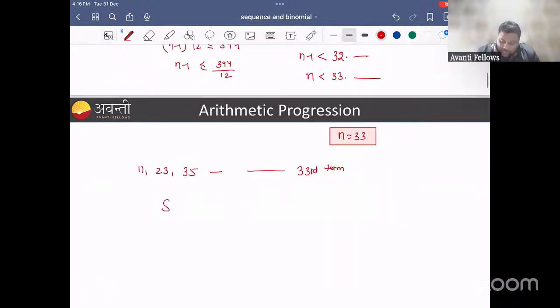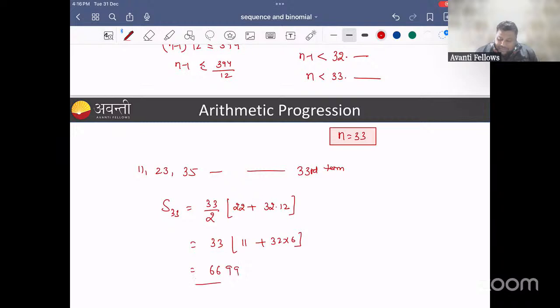Now the sum of the common terms is the sum of 33 terms, which is 33 by 2 into (2a, that is 22, plus (n minus 1), 32, into 12). So it is 33 into, this will come out as, 11 plus 32 into 6. And if you simplify it, the answer you will get is 6699. This question was there in JEE Mains this year only, 2024. Am I clear, Madhukar?